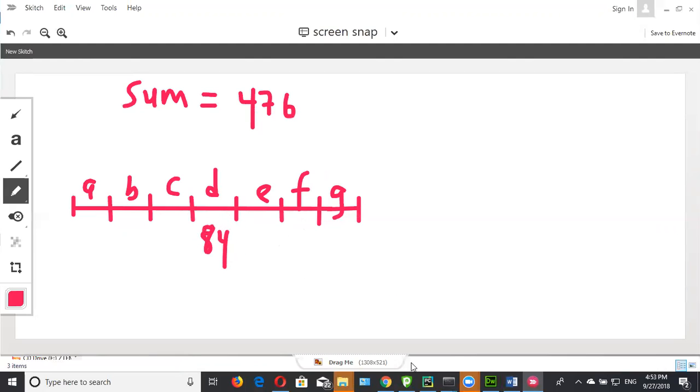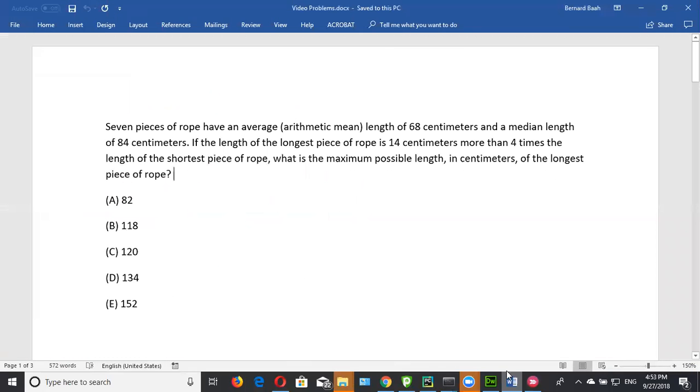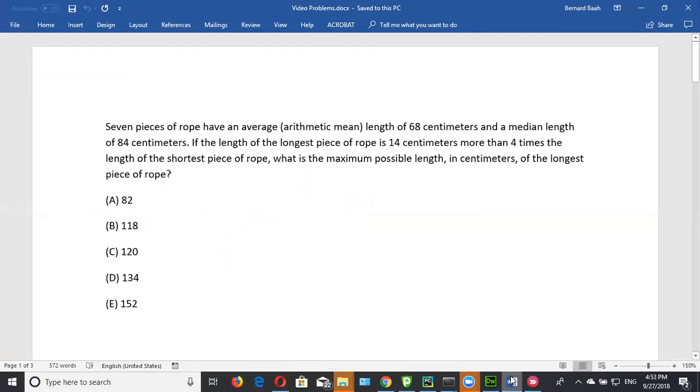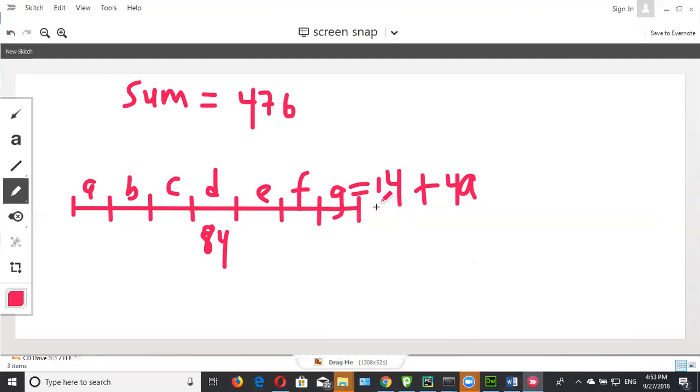And then we're also told that the longest piece of rope is 14 centimeters more than 4 times the length of the shortest. If they are arranged in order, this is just telling us that G equals 14 plus 4A. We're trying to maximize G. The question is asking, what's the maximum possible value of the longest piece of rope? If we want to maximize G, then we must make the other values as small as possible, because the sum is fixed. So in order for G to get bigger, it must take some from the other ones.